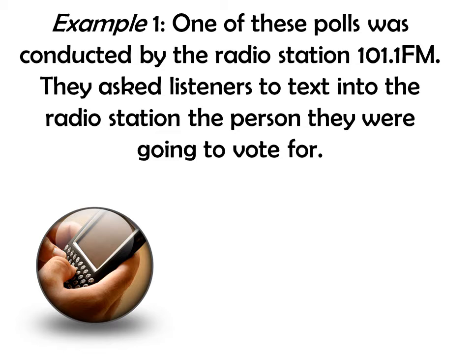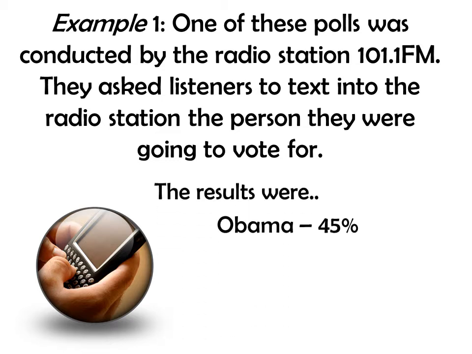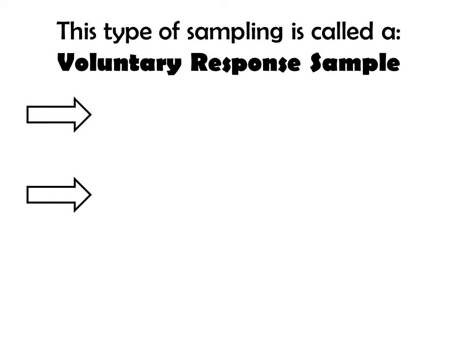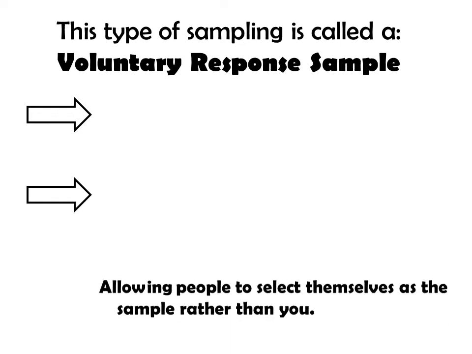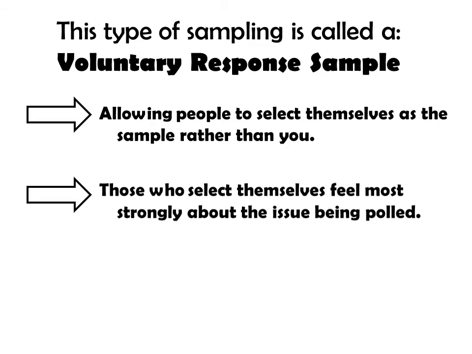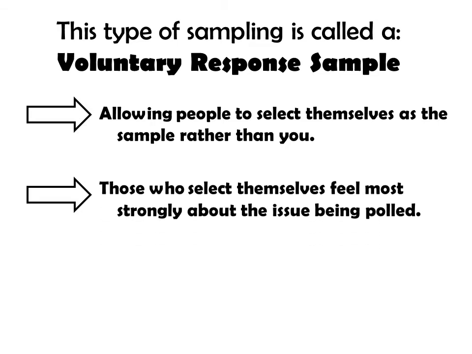One of these polls was conducted by the radio station 101.1 FM. They asked listeners to text in the person they were going to vote for. Results were as follows: 45% said Obama, 42% said they would vote for Romney, and 13% said they would vote for Bryce Harper. We call this a voluntary response sample. The keyword here is voluntary response. People are volunteering to respond. This allows people to select themselves as the sample rather than you. Usually those who select themselves feel most strongly about the issue being polled.